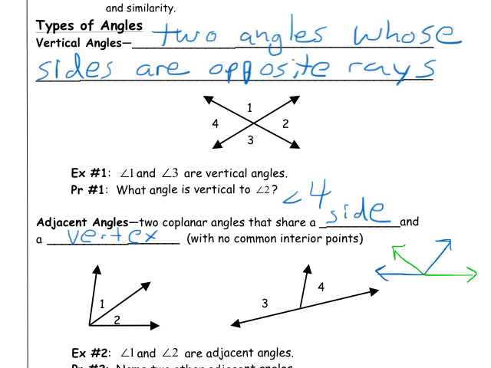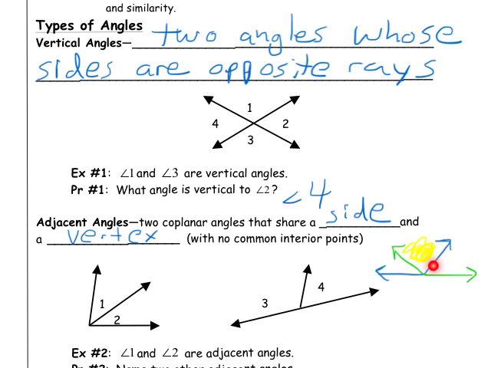Right, so I could draw another angle like this that's green, and they would have common interior points. Let's shade in those common interior points here. It would look like that. So that would be those common interior points, and these two angles share a vertex, and in a way they share a side here, right? Because they're both touching these sides. So that's not really adjacent.